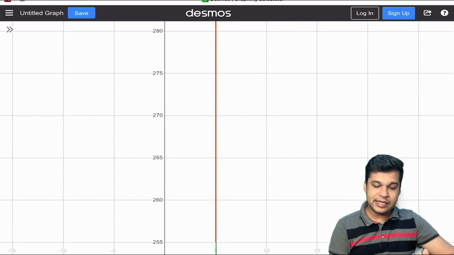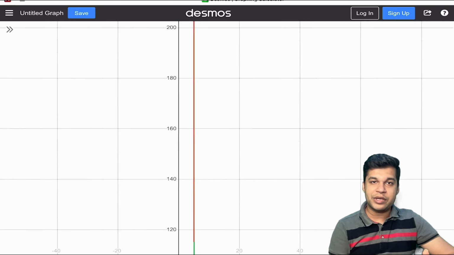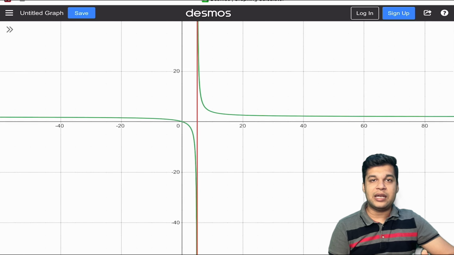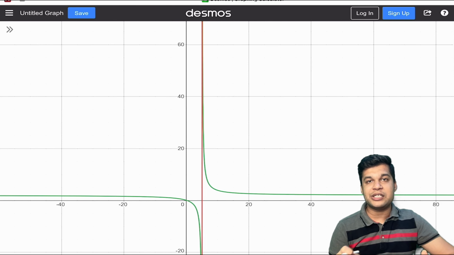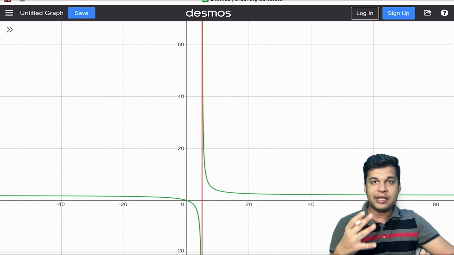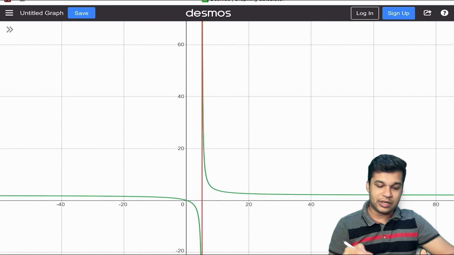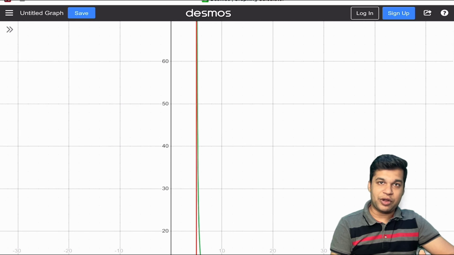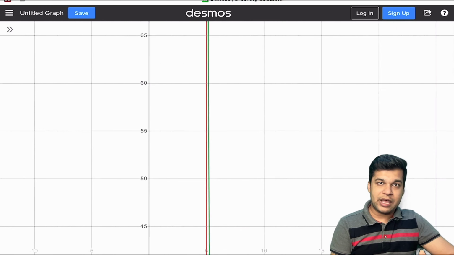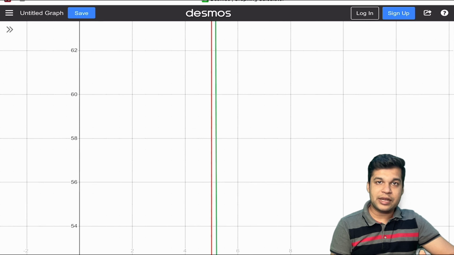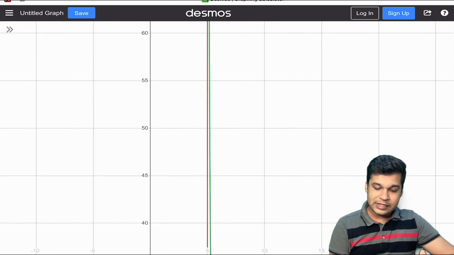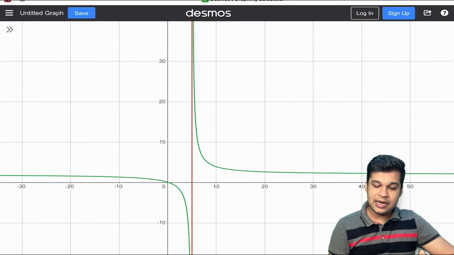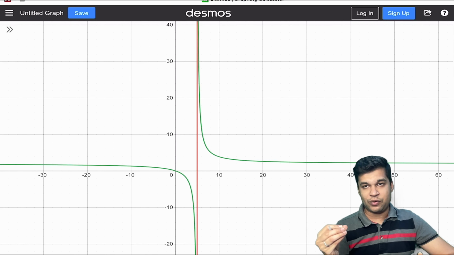So basically this red line over here is known as the vertical asymptote. If I zoom out, you will say that the line is touching the curve at y equal to 60, at this point. But if I zoom in at 60, you see there is a lot of difference. There is a gap. It's not touching. So this red line is your vertical asymptote.